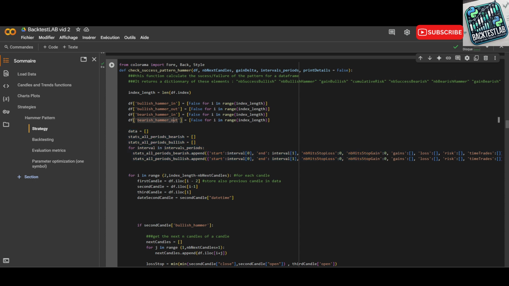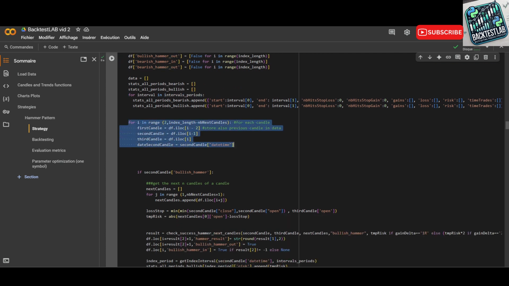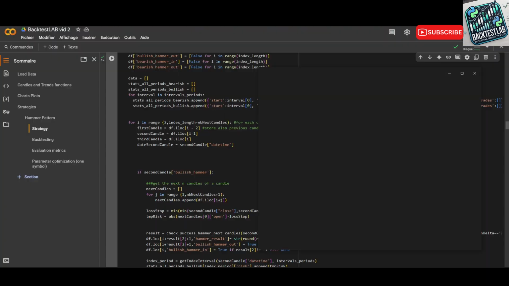So as we did before, we are going to label all the candles. We want to know in which specific candle we entered the trade and in which one we are getting out of the trade. So this is our code. It will start from here. So we are getting the first candle, the second one, and the third one.